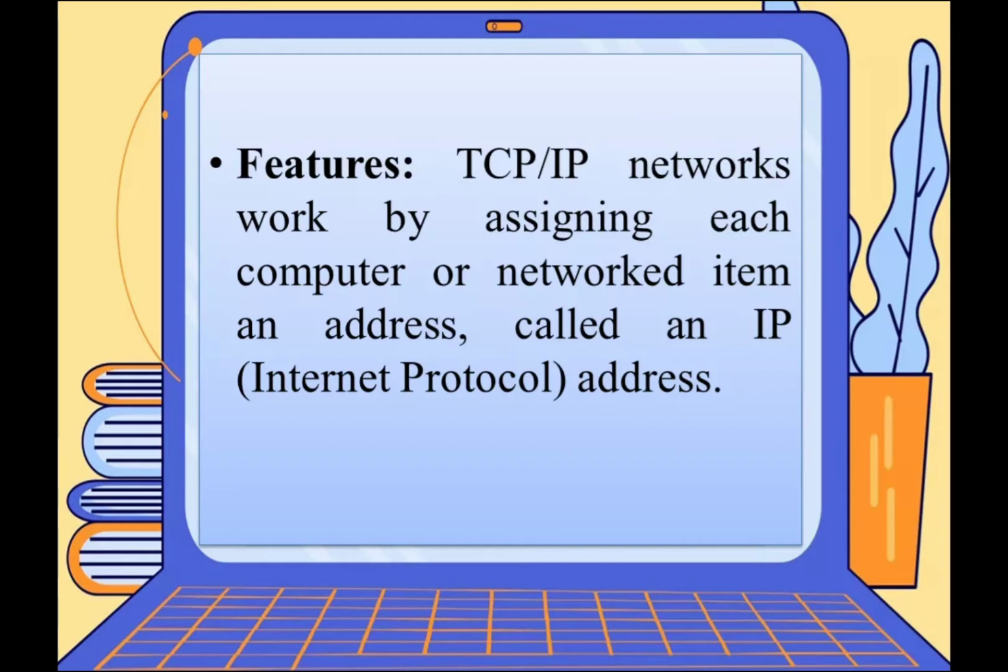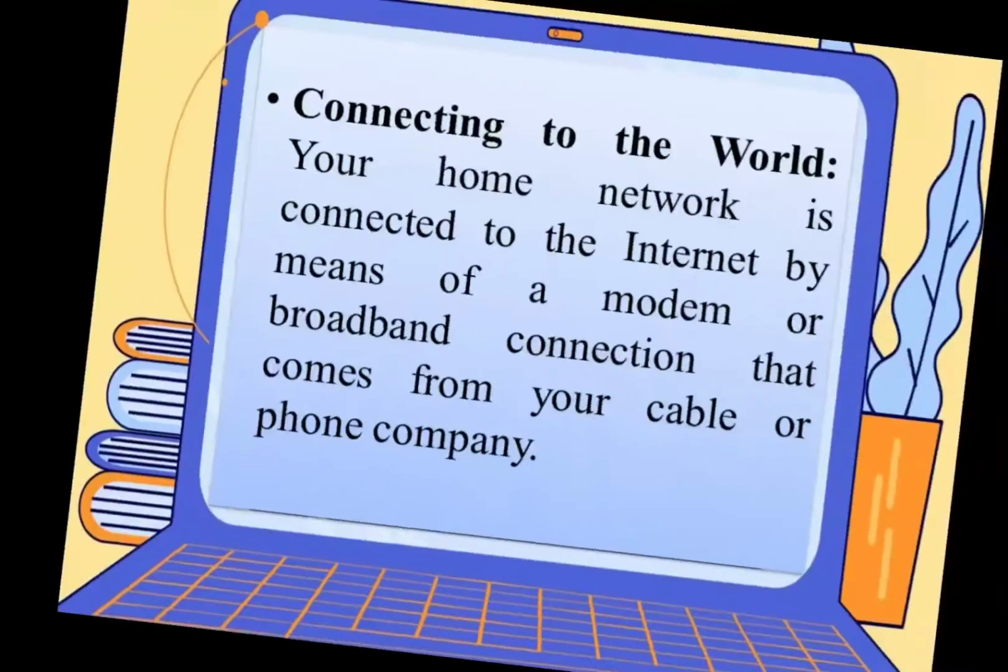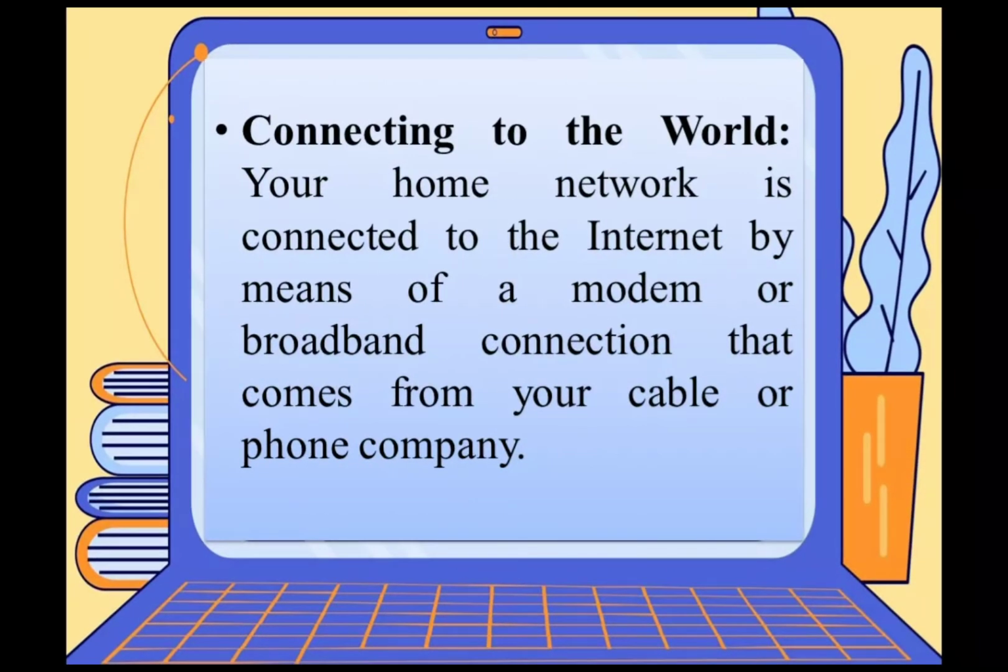Next we have connecting to the world. Your home network is connected to the internet by means of a modem or broadband connection that comes from your cable or phone company. In a wireless network, a wireless router is plugged into the broadband connection box and it provides a wireless connection for the entire house.